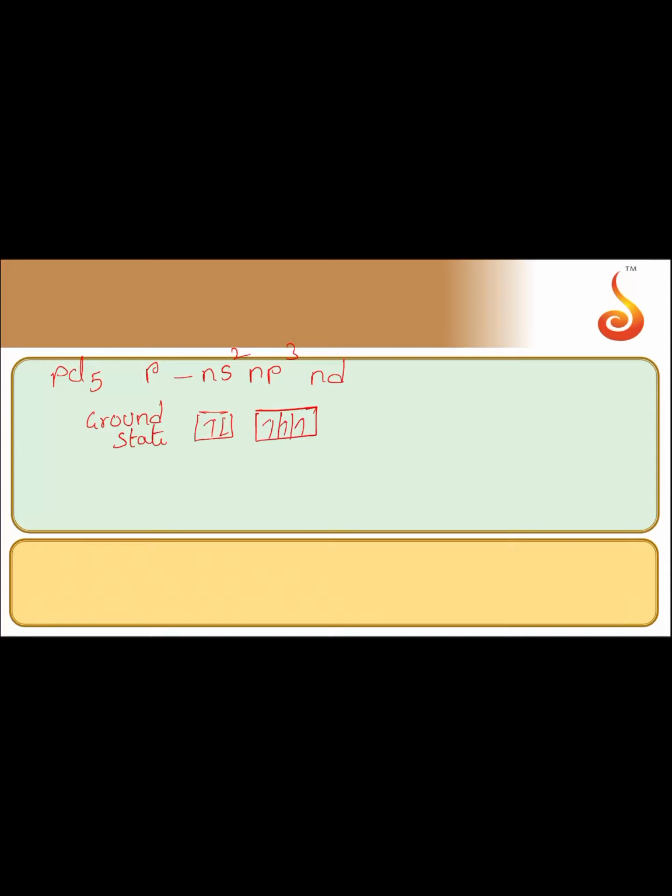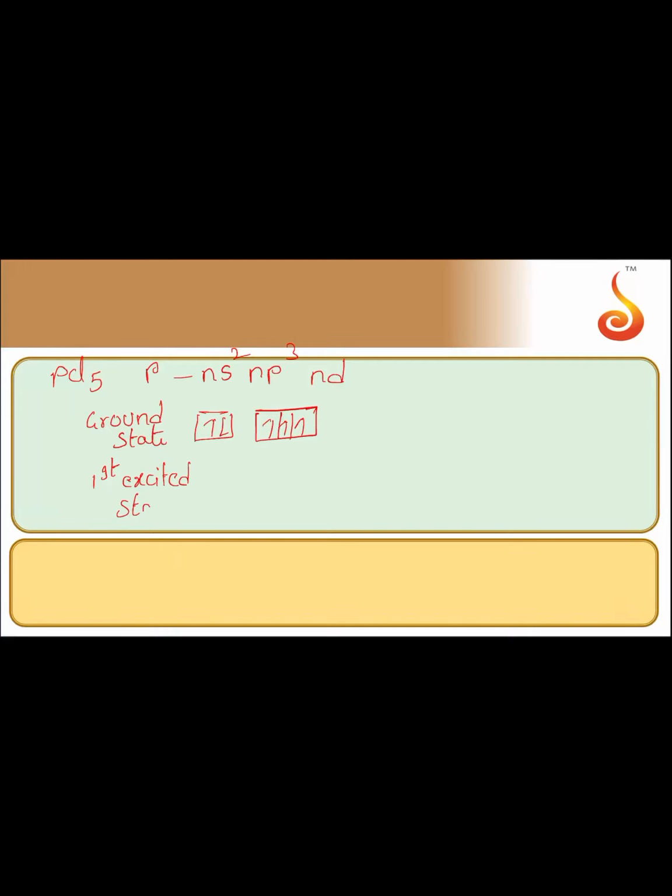But for the formation of PCl5, phosphorus should have 5 unpaired electrons, because around phosphorus there are 5 chlorine atoms. Each chlorine will form one single bond. But in the ground state, phosphorus has only 3 unpaired electrons. So we can go for the first excited state.